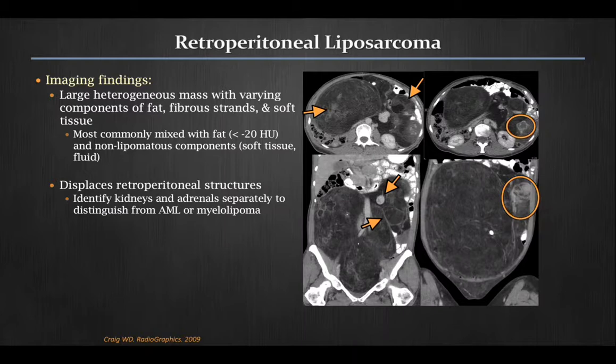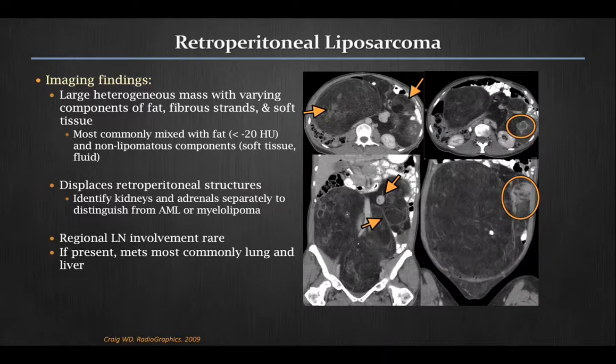a liposarcoma versus a large fat-containing mass arising from the kidney or the adrenal gland. And so if you see something that looks like this or fat attenuation in the retroperitoneum, that's the first box on the checklist, is to figure out, is it coming from the kidney or the adrenal gland? And if not, then you're in this category. Lymph nodes are rare. When they start de-differentiating and become metastatic, the disease most commonly involves the lung and the liver.